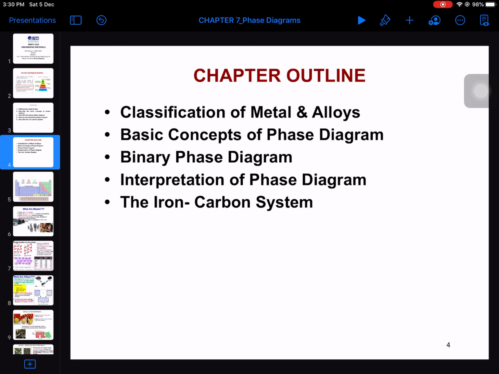My lecture will be divided into a few parts. The first part will cover the classification of metal and alloys, and the second part will be talking about the basic concepts of phase diagram, a binary phase diagram, and also the interpretation of phase diagram. The last part is going to be on the iron-carbon system, whereby we're going to look at the iron and iron carbide phase diagram, which is very important for the steel industry.